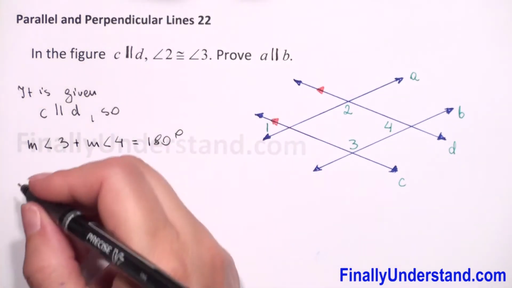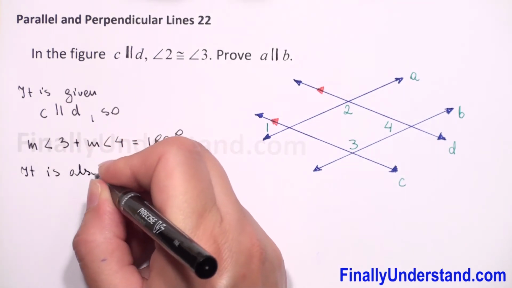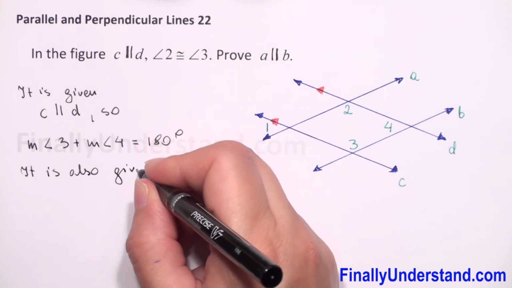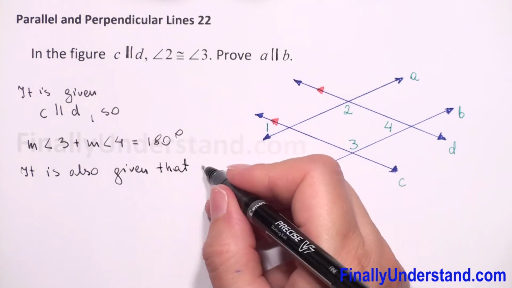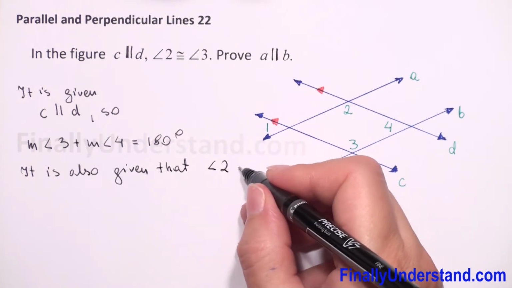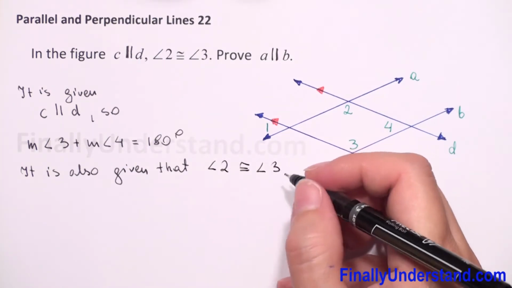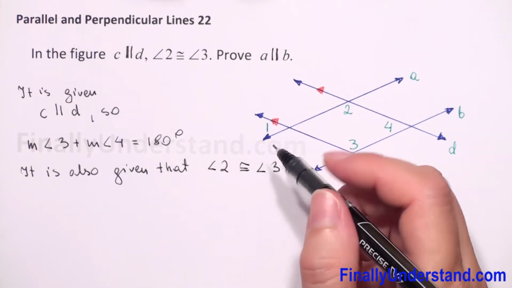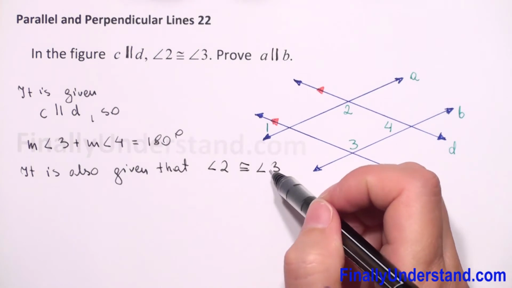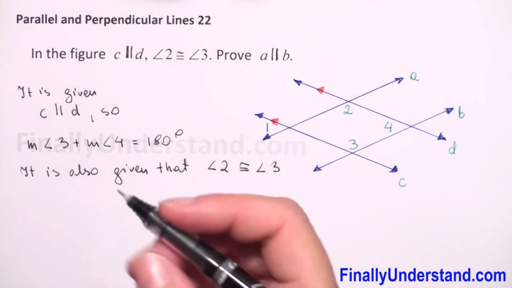It is also given, let me write this, that angle 2 is congruent to angle 3. So we can substitute angle 2 for angle 3 in our equation.